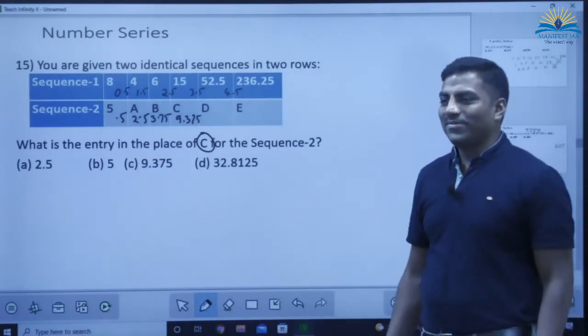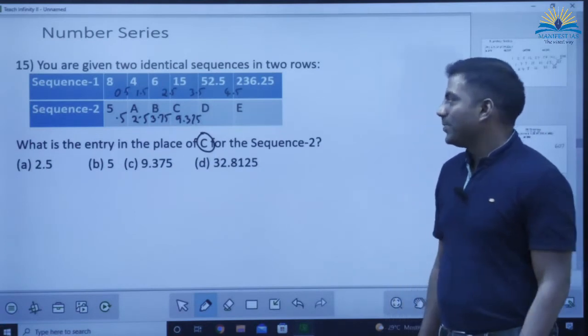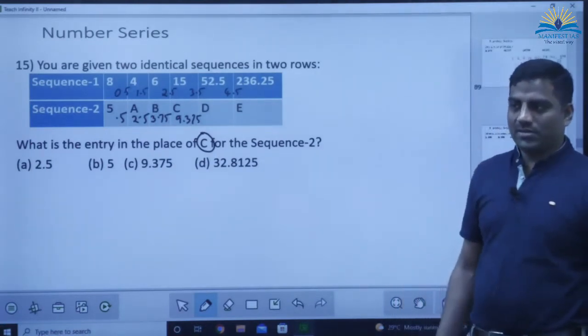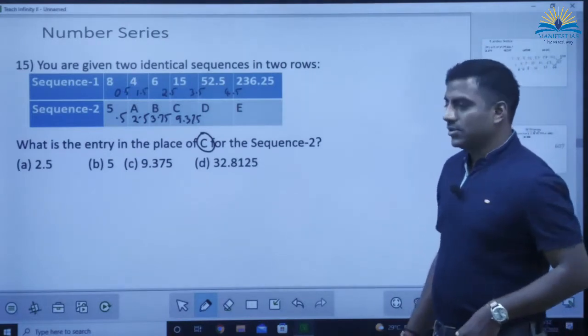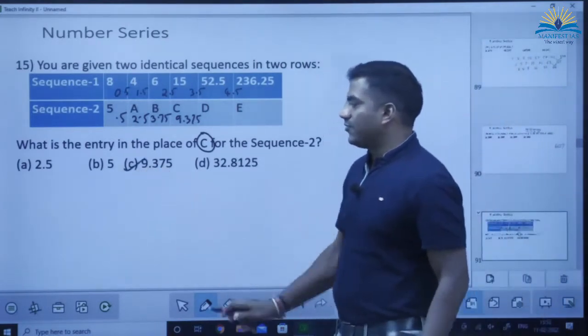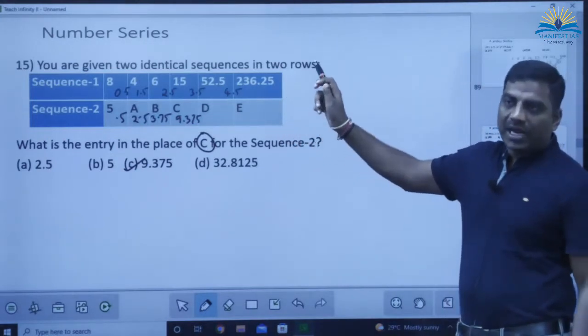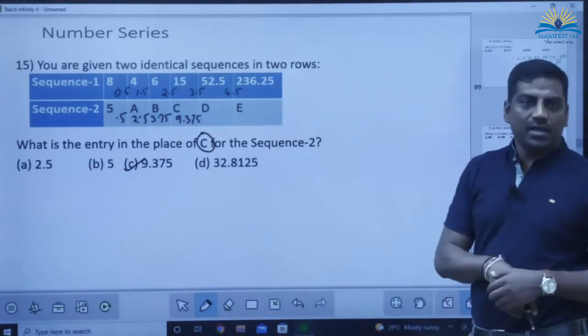You have to be faster. That is my concern. You have to be faster. Done? So the answer is 9.375. But it looks scary in the beginning. Better you handle this question at the last.